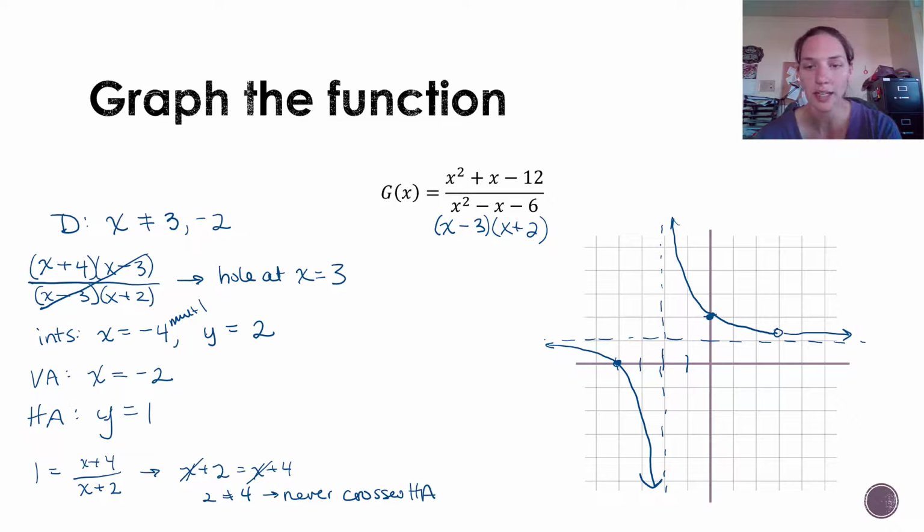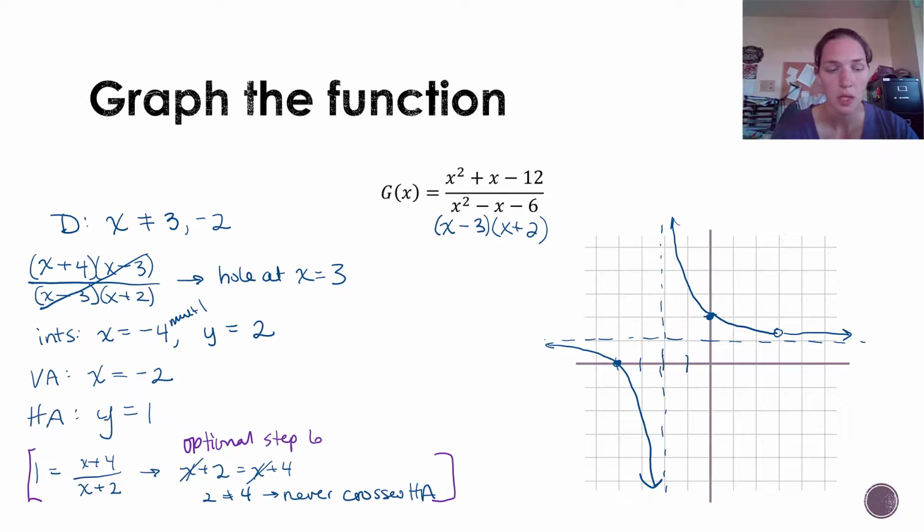So then I drew in my dotted lines for my asymptotes. I drew in my lines with my points for my intercepts. I did this here, which is optional, step 6. So I did that part. It never crosses, so that was nice. You will have functions where it crosses, but this one doesn't.